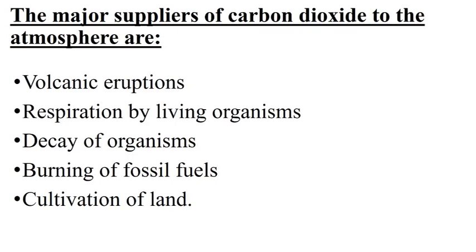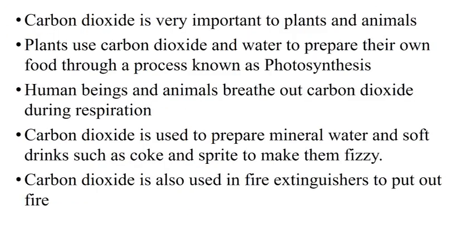And the fifth point is cultivation of land. When the land is being cultivated, yes, an amount of carbon dioxide also emits from that angle as well. So the five points: volcanic eruptions, respiration by living organisms, decay of organisms, burning of fossil fuels, and then cultivation of land. I want you to pay attention to these points.